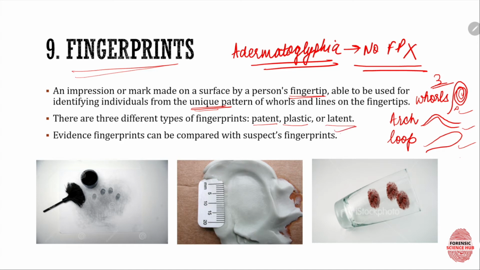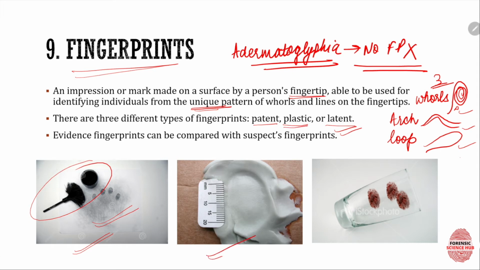So latent are the ones that we cannot see with our eyes, and for that we have to develop them using some kind of powder. For example, here in this case, a black powder has been used to develop these invisible fingerprints. So whatever thing we touch around us, we're leaving fingerprints, but we cannot see them because they are latent fingerprints.